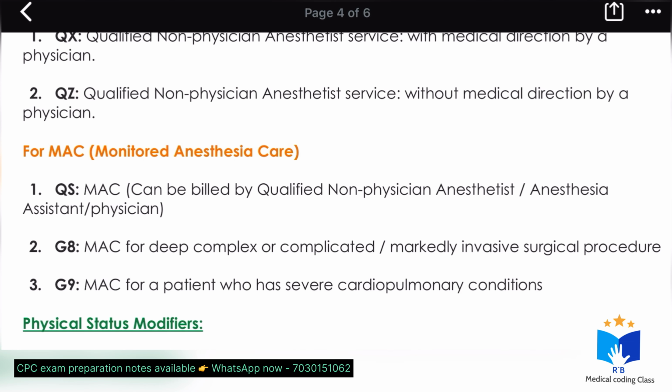Then MAC means monitored anesthesia care, which includes QS, Q8 and Q9. QS means monitored anesthesia care, which can be billed by a qualified non-physician anesthetist, anesthesia assistant or physician. Q8 means monitored anesthesia care for a deep, complex or complicated surgical procedure. Q9 means monitored anesthesia care for a patient who has a severe cardiopulmonary condition. Then you can use the G9 modifier.